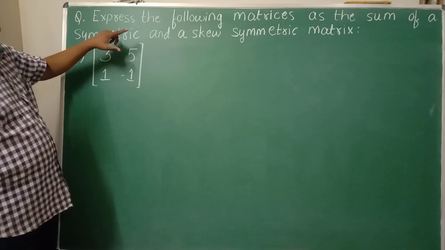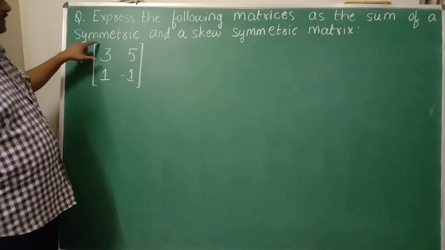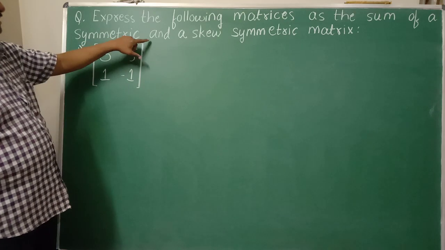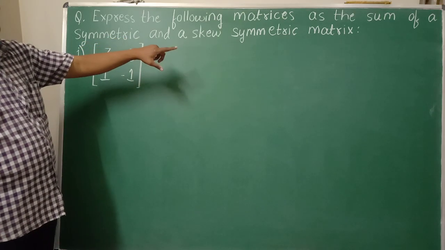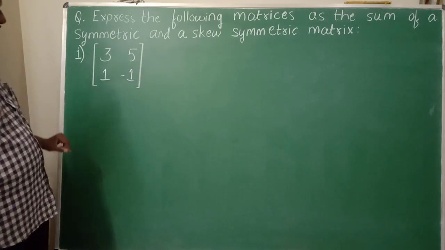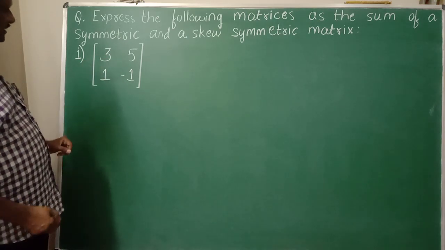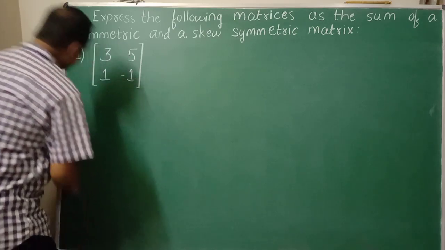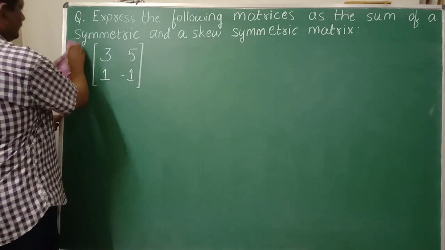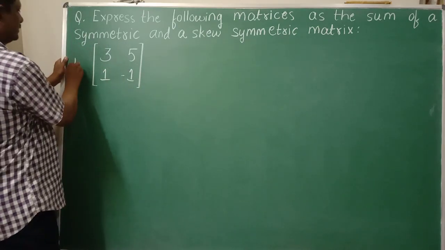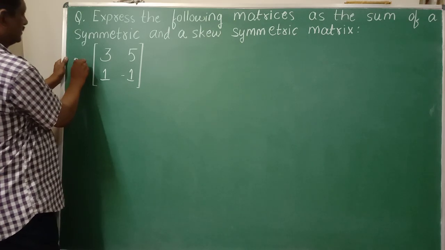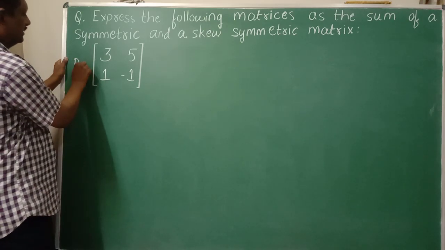Express the following matrix as the sum of a symmetric and a skew symmetric matrix. This is the given matrix here. So take this matrix as A. Here, take the given matrix as A. So I am taking A is equal to the given matrix here.